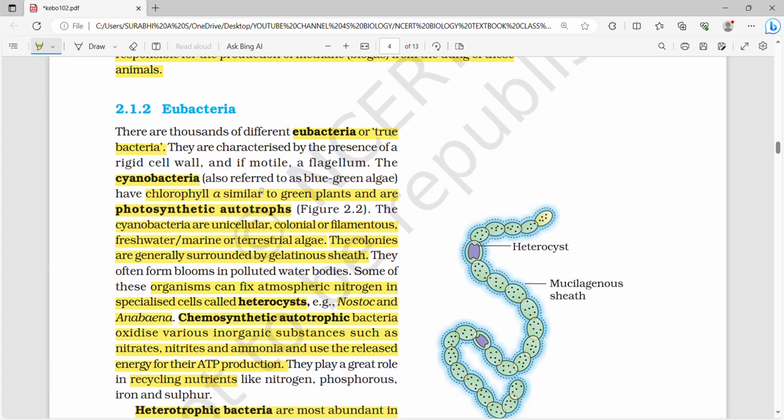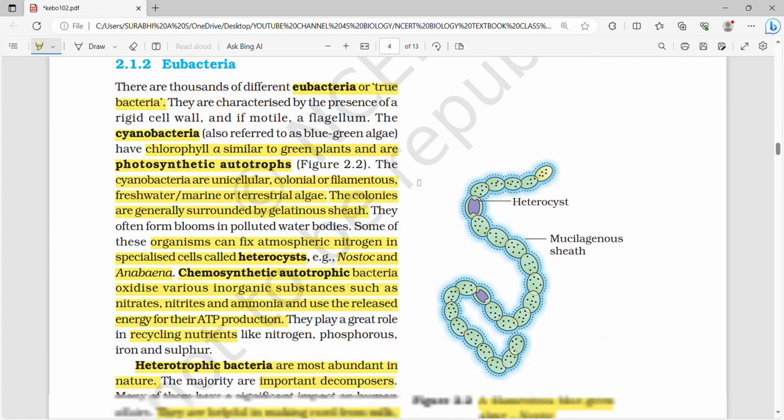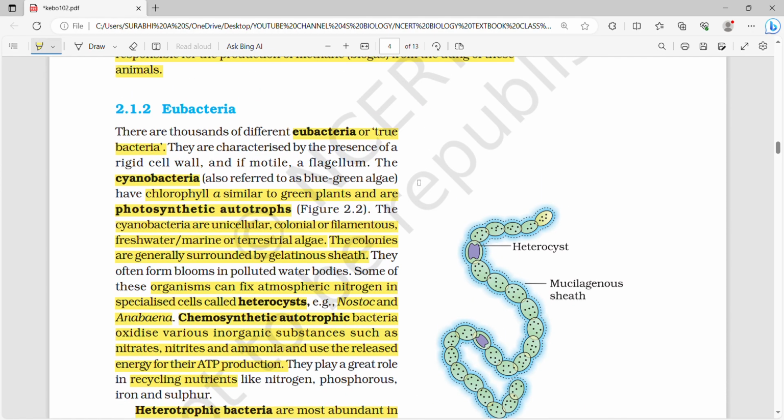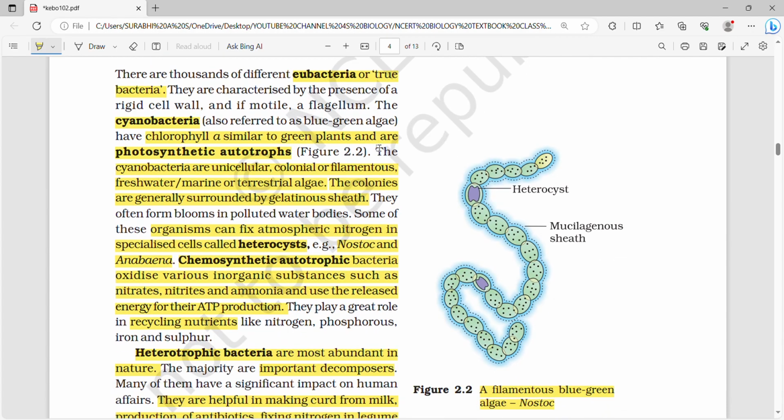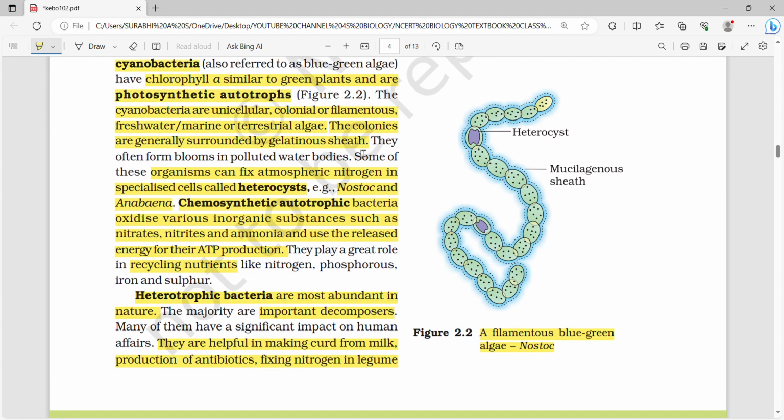Next, eubacteria. There are thousands of different eubacteria. This is also called true bacteria. Eu in the sense of true. The example for this is cyanobacteria, which has chlorophyll a, similar to the green plants, and they are photosynthetic autotrophs. Cyanobacteria may be unicellular, colonial, filamentous, freshwater or marine, all those. And the colonies are generally surrounded by a gelatinous sheath.